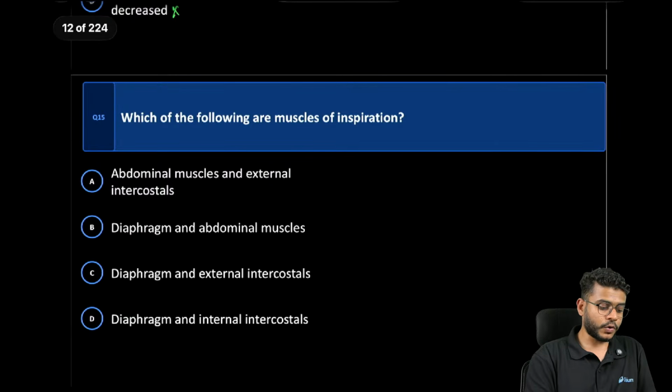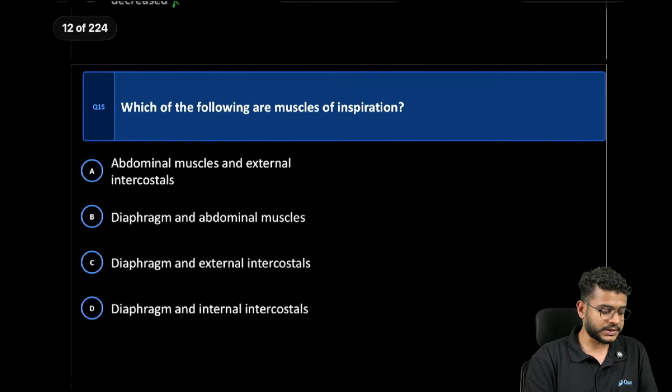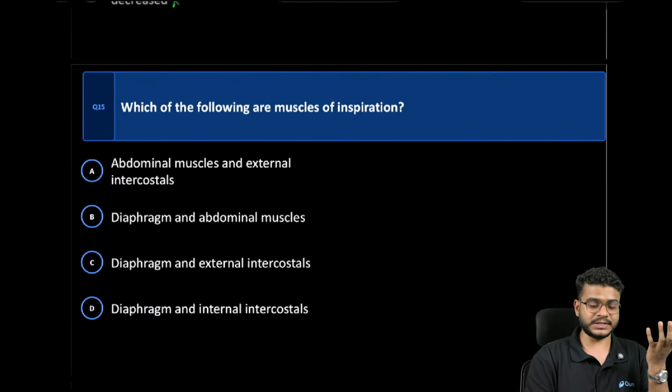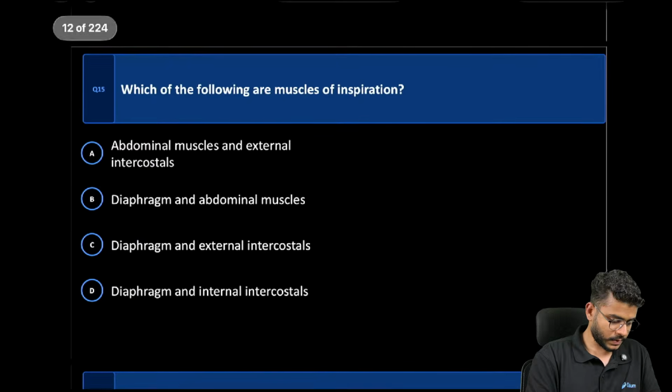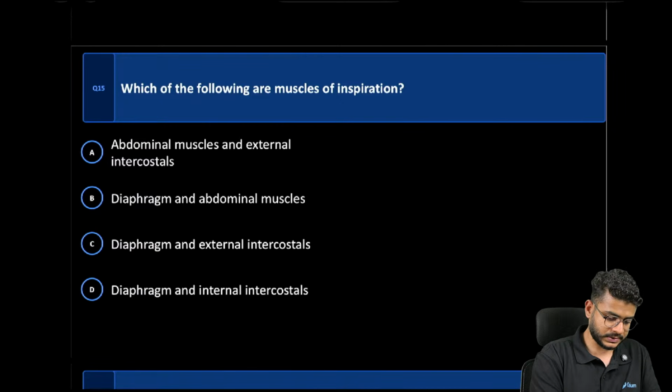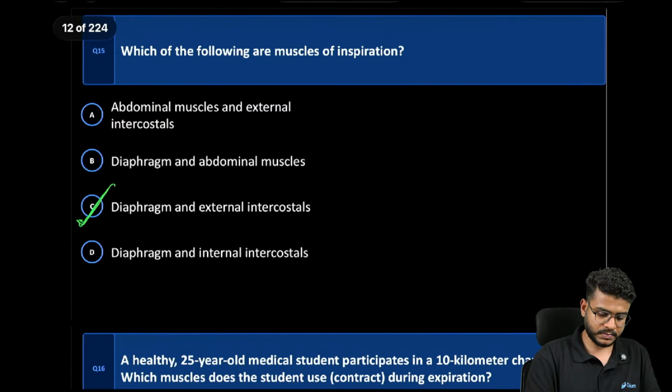Which of the following are muscles of inspiration? We have already discussed the muscles of inspiration are external intercostal muscles and diaphragm. Okay, and for expiration will be abdominal muscles and internal intercostal muscles. So the correct option will be diaphragm and external intercostal muscles. Okay, easy.